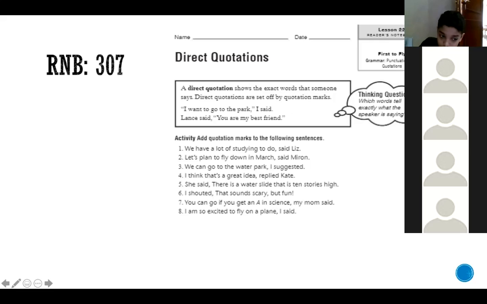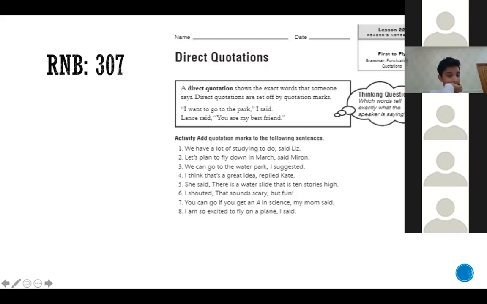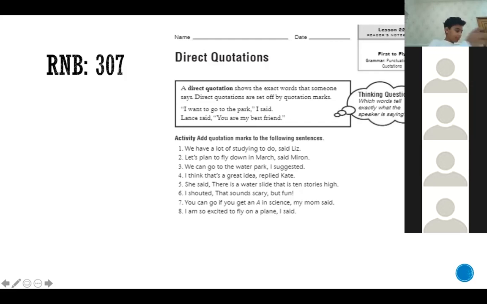I shouted, that sounds scary but fun. Now you see which punctuation mark is this after "fun"? Can anyone tell me which one this is? Exclamation mark. It's an exclamation mark. All right, so you will put the exclamation mark within the direct quotation. Please put the quotation mark outside the exclamation mark. Now, 7th and 8th, quickly finish it. You can go if you get an A in science. My mom said, I'm so excited to fly. We begin a quotation mark from "I'm" and end after "fly".